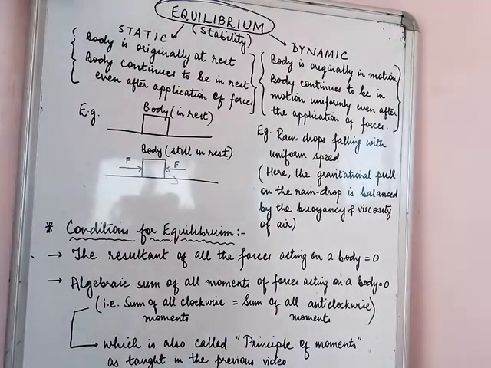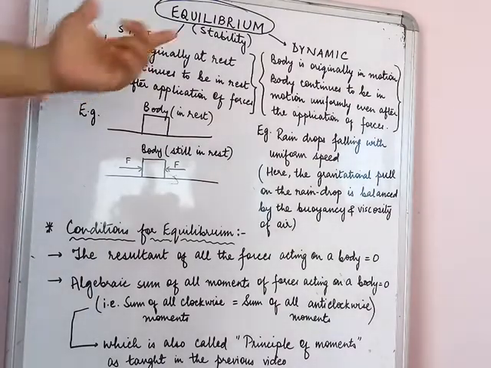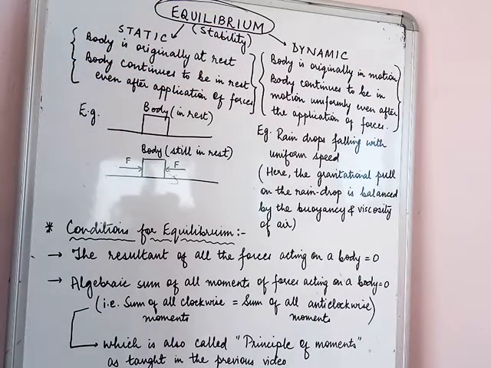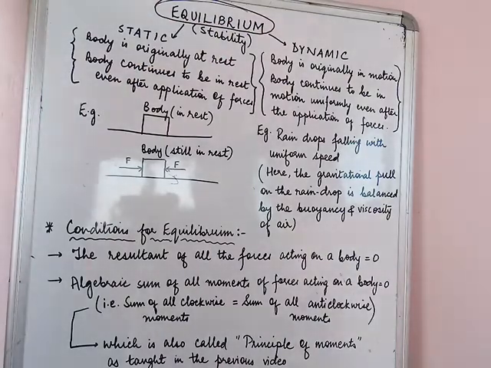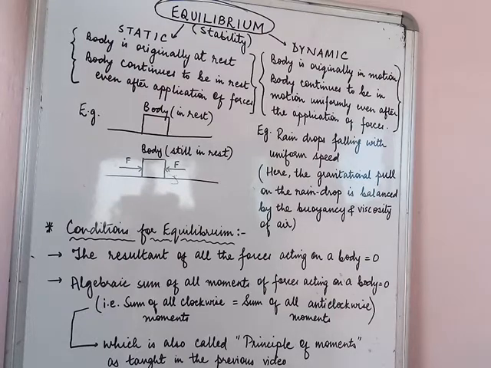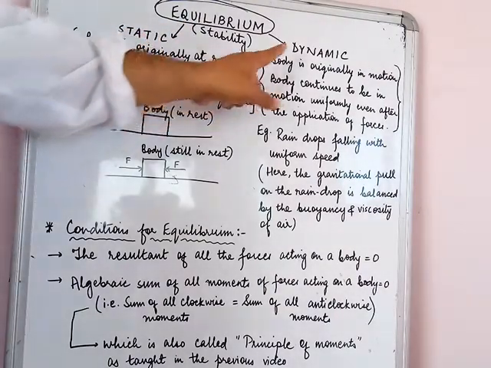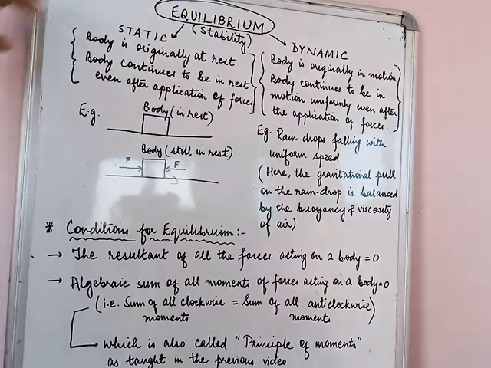So in continuation with what we were doing in physics, I have brought you another video. If you remember, the last time we were doing something related to equilibrium, and I had told you that there are two types of equilibriums. Equilibrium is basically a state of stability. Now there are two types: static equilibrium, as you can see over here, and dynamic equilibrium.